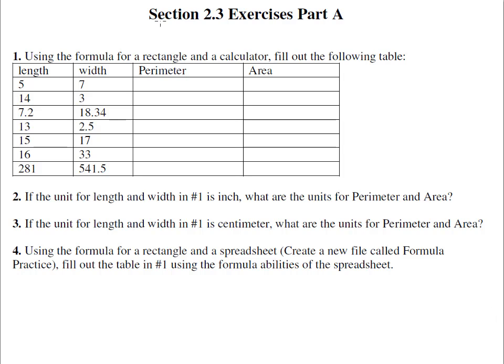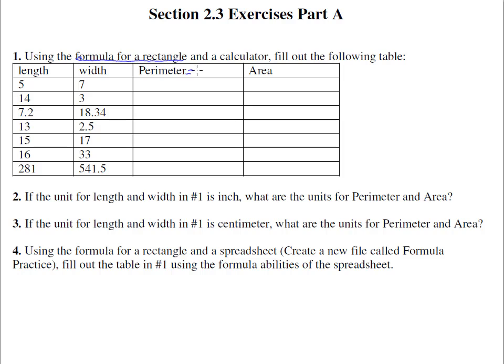Here we are in section 2.3 exercises part A with numbers 1 through number 4. Number 1, using the formula for a rectangle and using a calculator as well. So we're going to use a formula for a rectangle here. So perimeter, fill out the following table.